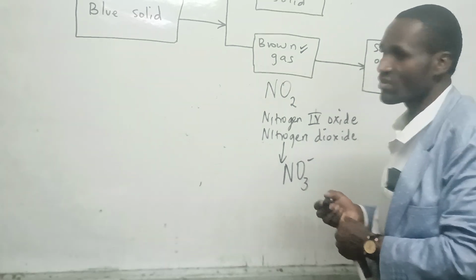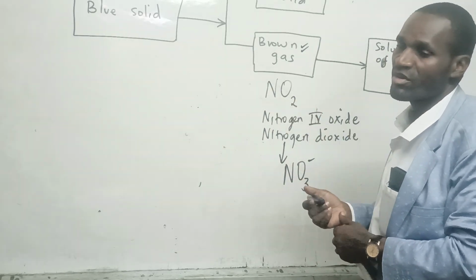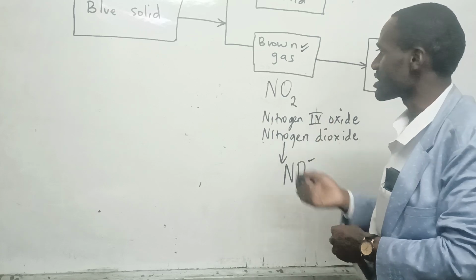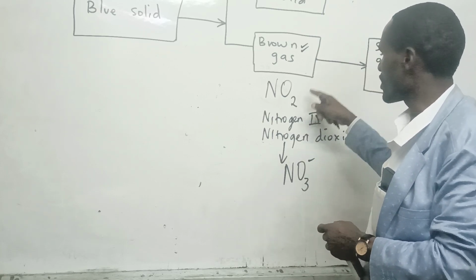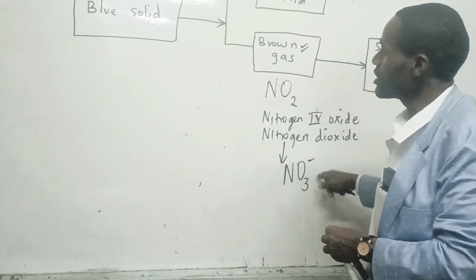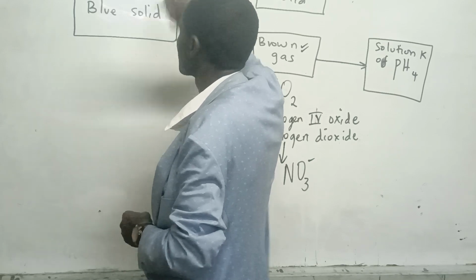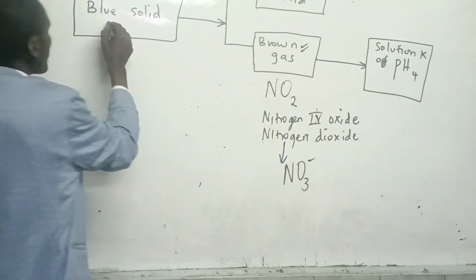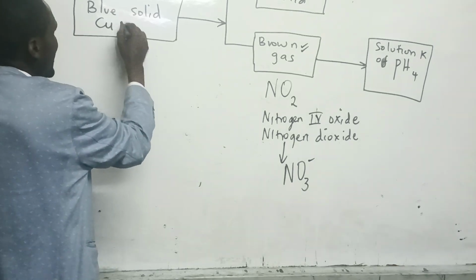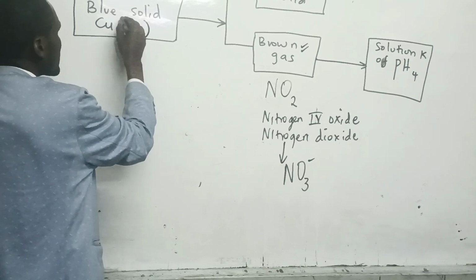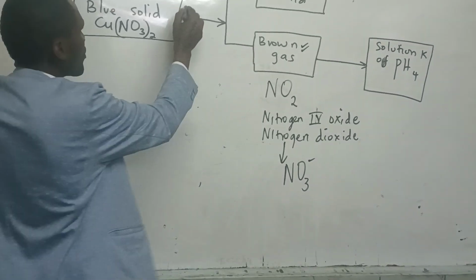Of course, I can't expect to find NO2 as a gas coming from a sulfate. That does not make sense. So this nitrogen 4 oxide or nitrogen dioxide must come from a nitrate. So obviously, this other part must be a nitrate. The blue solid is going to be copper, because of the blue appearance, and nitrate coming as a result of the brown gas that gets formed when this compound undergoes heating.